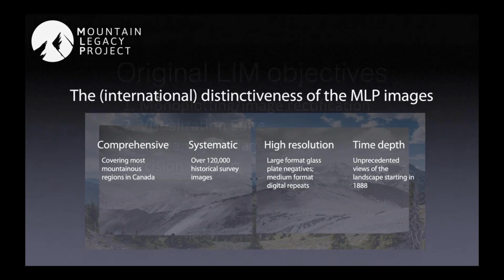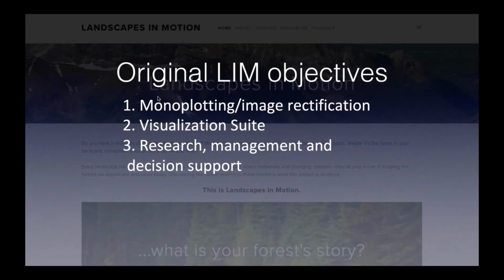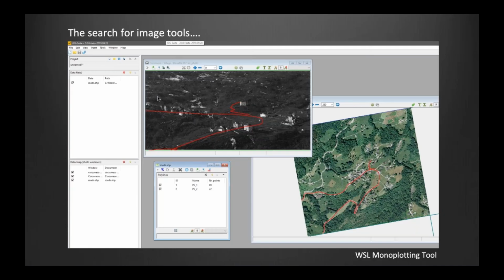Now today we want to connect in to some of the original Landscape in Motion, the LIM, we'll use that acronym, that we set out to 4 years ago when the Landscapes in Motion project first began. Our component, so how we tied in, was to look at how we would do image rectification. So take our oblique images, we'll talk more about that, and make them suitable for analysis in geographic information systems. We wanted to create a suite of software tools for visualization, and then we wanted to provide research management and decision support.